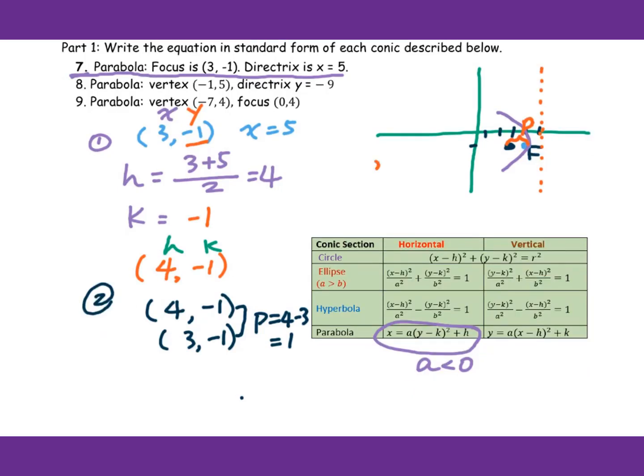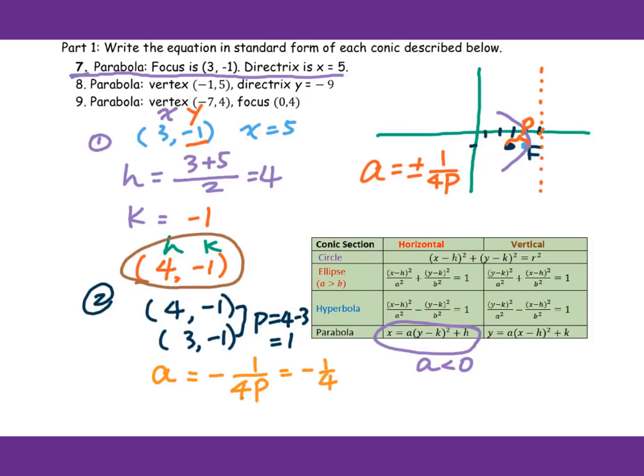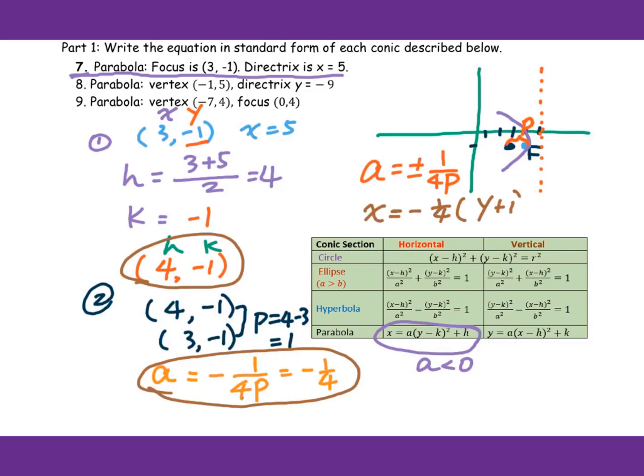We know that a equals plus or minus 1 over 4p. Therefore, you will get a equals -1 over 4p because it opens to the left. That's why you get -1 over 4. Since we already figured out the vertex and also a, we can write down the equation: x equals -1 over 4 (y plus 1) squared plus 4. This will be the equation of this parabola.